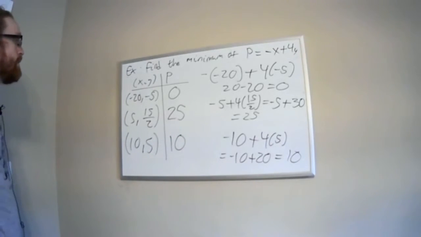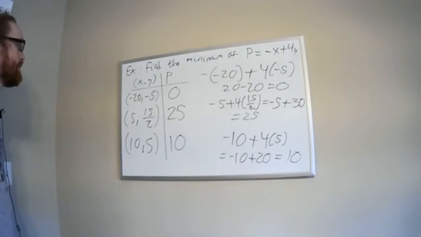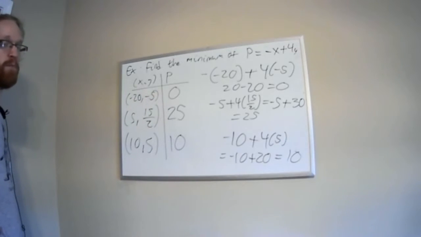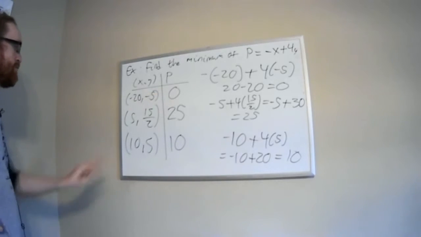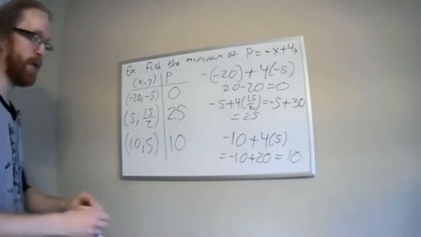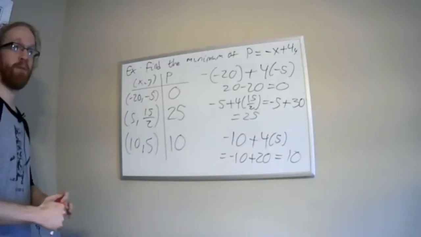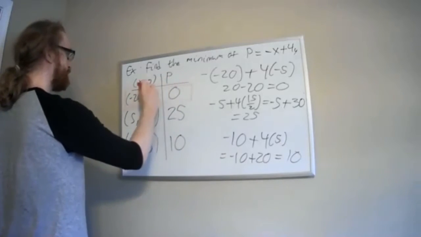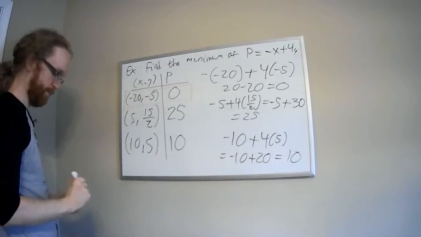Okay. So these are the values of the function at the corner points: 0, 25, and 10. We're looking for the minimum, and I told you guys that the minimum would have to happen at a corner point. So these are the values at the corner points. So one of these is the minimum. Which one is it? Well, minimum means smallest. So we just pick the smallest answer. So this, 0, is our minimum.